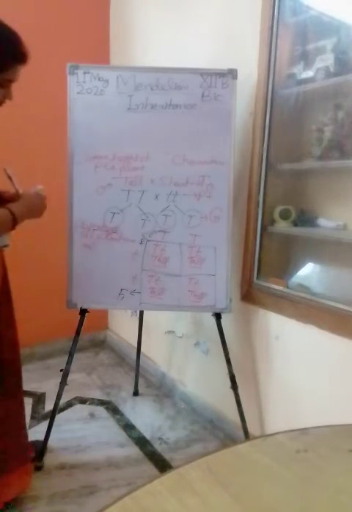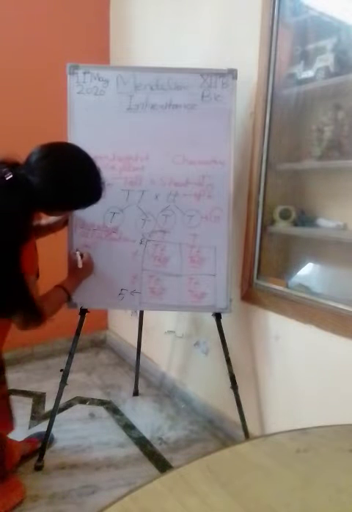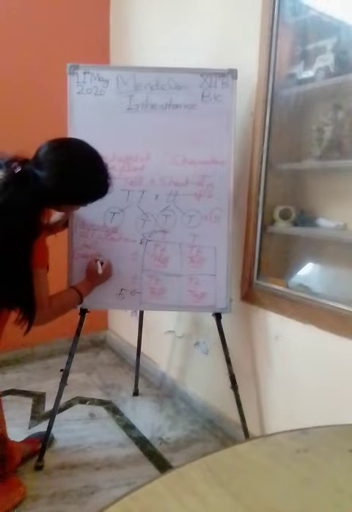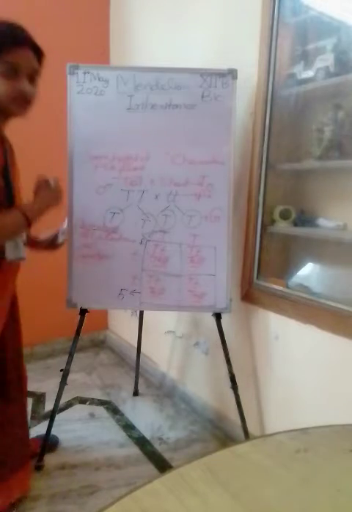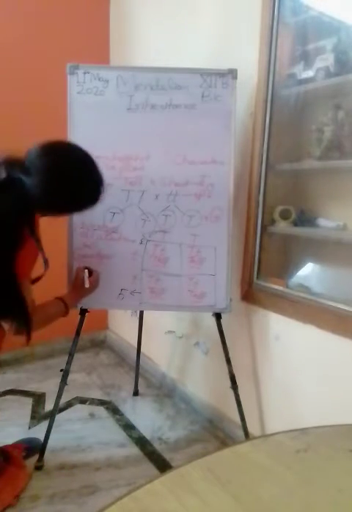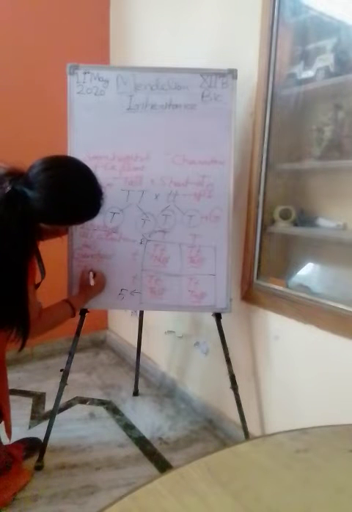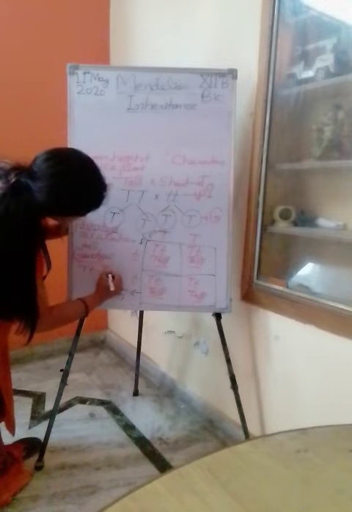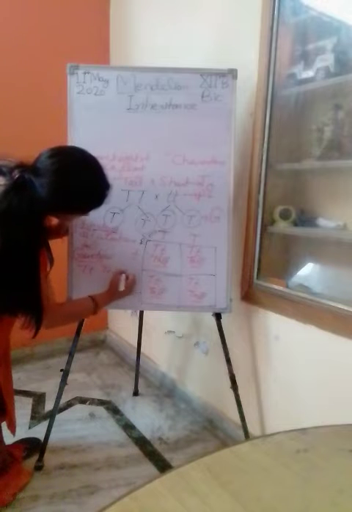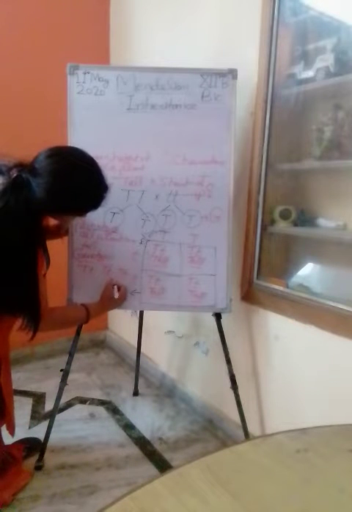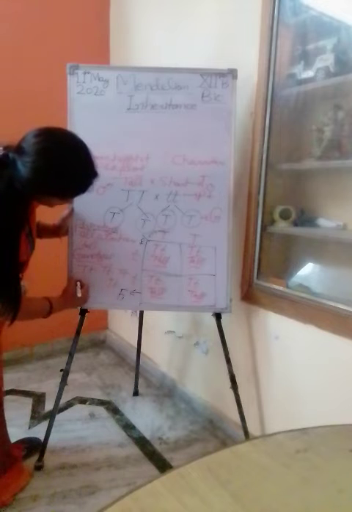Understand that? And what is genotype? Genotype means the gene constitution. And what is the gene constitution? Capital T, small t, capital T, small t, capital T, small t, and capital T, small t. How can we write it?